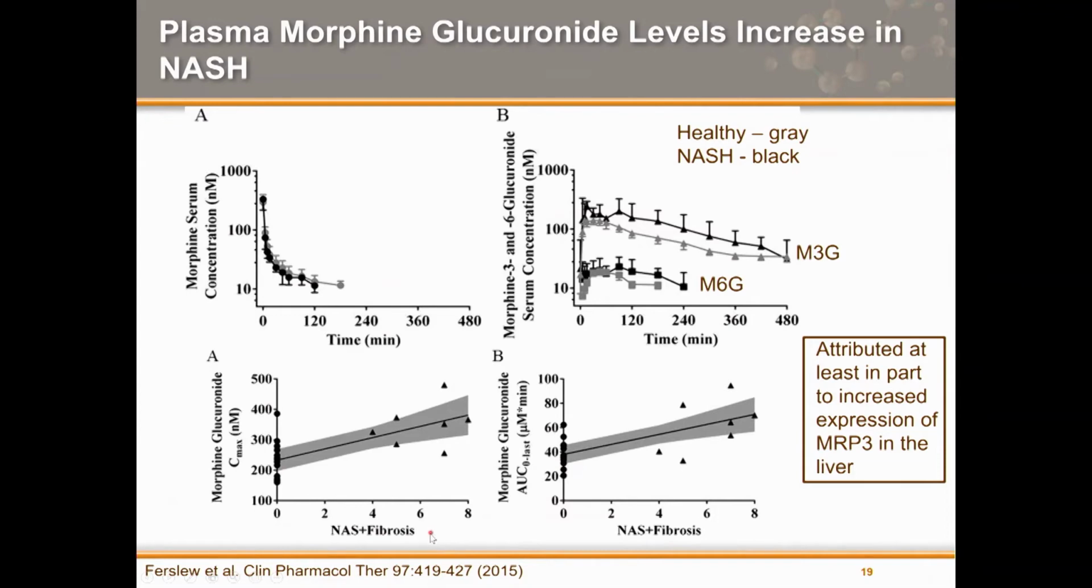This is actually related to the fact that in patients with NASH, they overexpress the MRP3 transporter on the basolateral membrane of the hepatocyte, leading to higher levels of the glucuronides in the plasma. The mechanism of this increased regulation of MRP3 in NASH patients is not completely understood, but there's multiple lines of evidence that suggest that this leads to increased circulating levels of glucuronide conjugates.